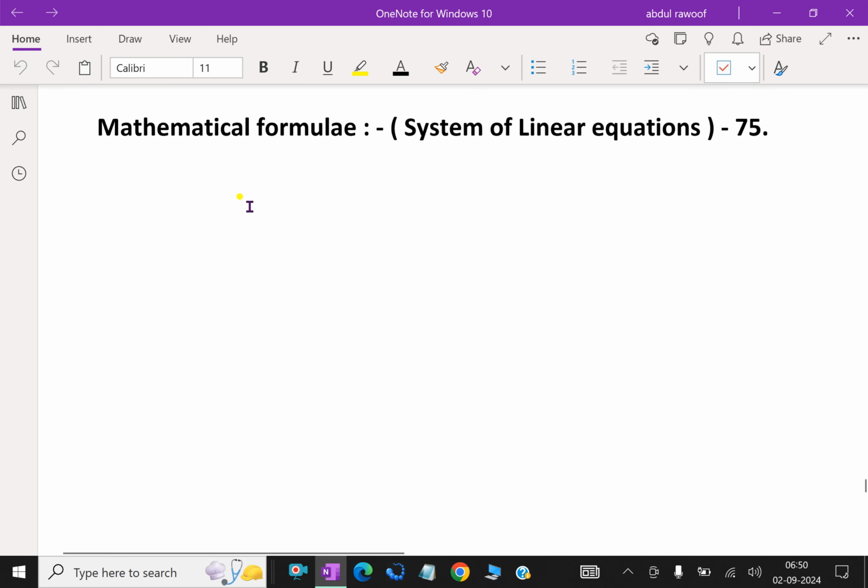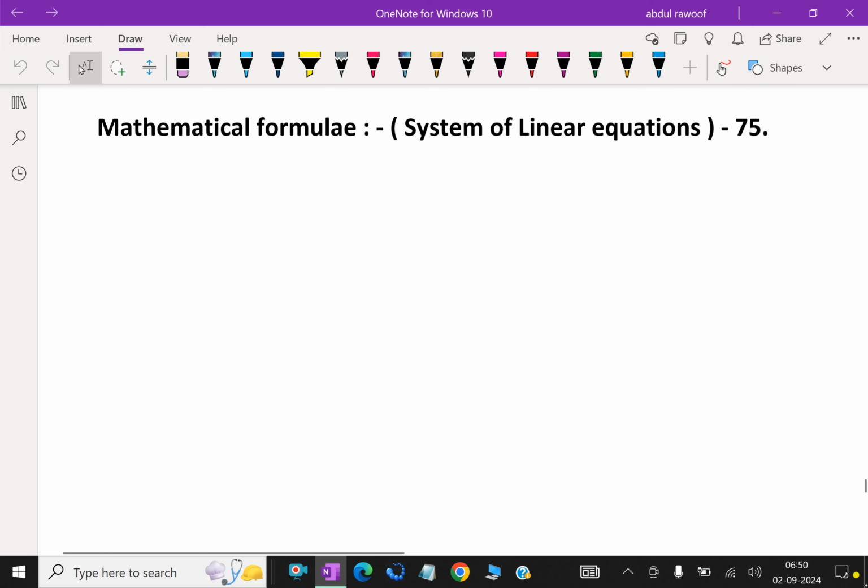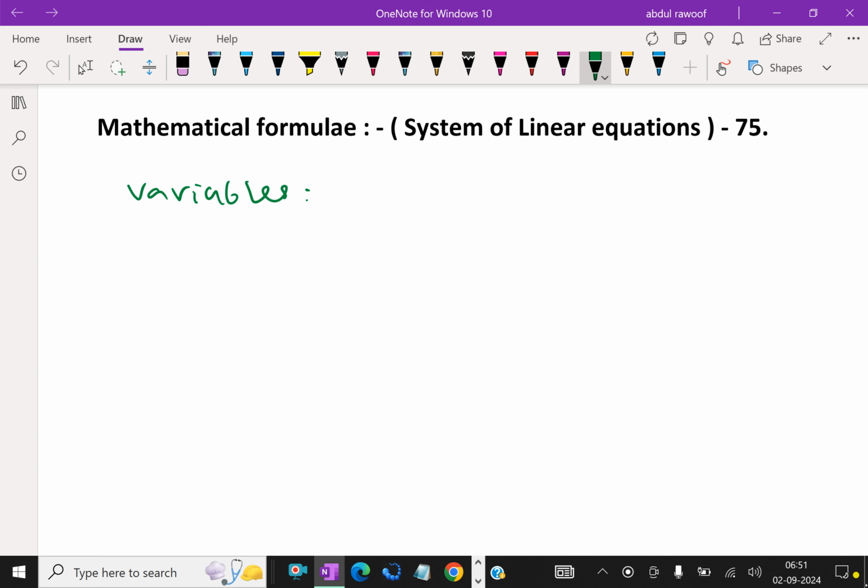Welcome to aminacademy.com. In mathematical formulae, let us discuss system of linear equations. Before talking about system of linear equations, we have to understand the variable first. Let us take the variables as x, y, z, or x1, y1, z1, like that.